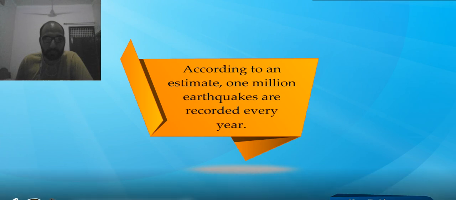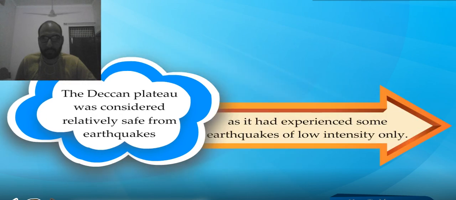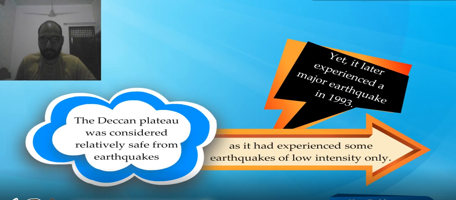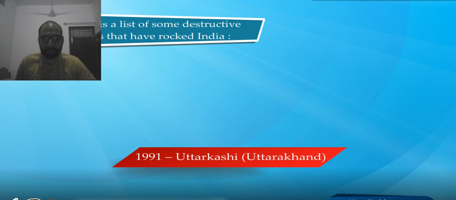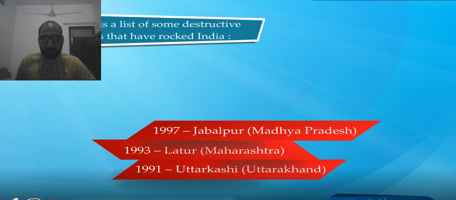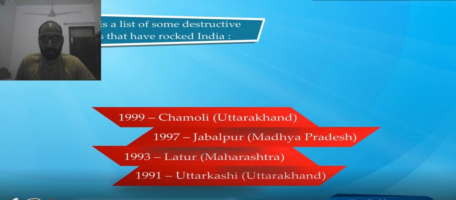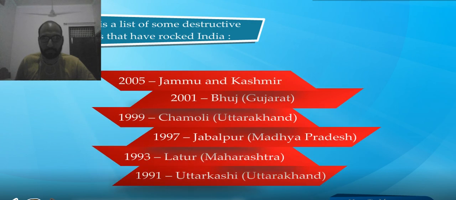According to an estimate, 1 million earthquakes are recorded every year. In India, we have experienced many earthquakes in the Himalayan region. The Deccan Plateau was considered relatively safe from earthquakes as it had experienced only some earthquakes of low intensity. Yet, it later experienced a major earthquake in 1993. Given below is a list of some destructive earthquakes that have rocked India. 1991, Uttarkashi, Uttarakhand. 1993, Latur, Maharashtra. 1997, Jabalpur, Madhya Pradesh. 1999, Chamoli, Uttarakhand. 2001, Bhuj, Gujarat. 2005, Jammu and Kashmir.